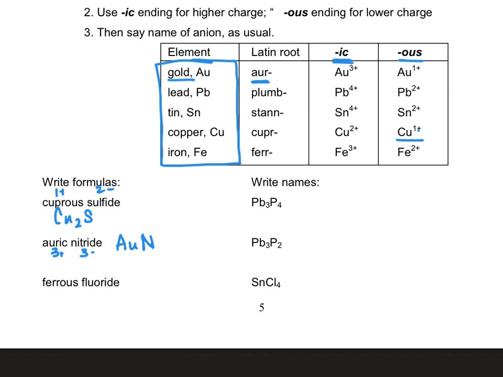Now, to write the names, I have to do the same thing I was doing before. I uncross the subscripts to figure out charges. So 4+ and 3-. Phosphide is a 3-. So Pb is lead. So plumbic. The 4+ is your higher charge. And then phosphide. I think that's it that I can show you on this.